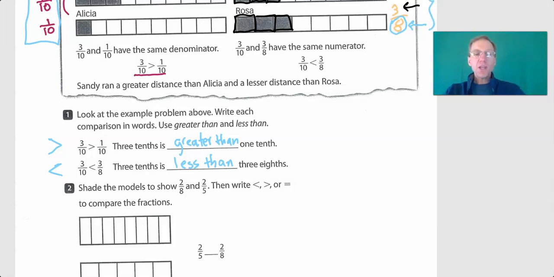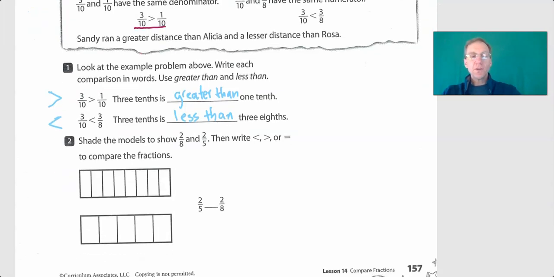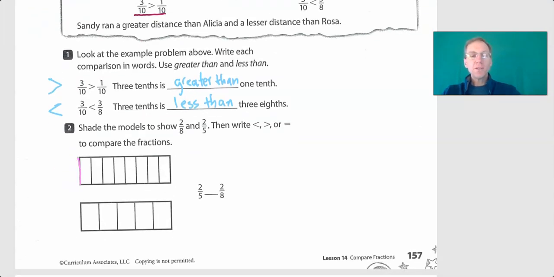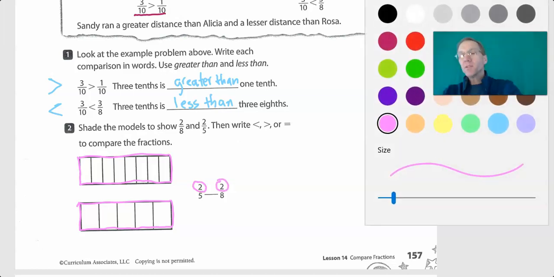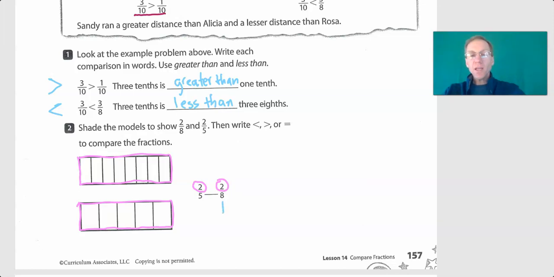I'll take this. Shade the models to show 2/8 and 2/5. Okay, so now they've already got the model. Now notice, if this is a pizza, it's the same size as this. The whole pizza is the same size, but the parts are different. And again, look at this. We have the same number of parts for each one. We're going to shade in 2 parts. Our difference is going to be, this one has 8 parts to make a whole, and this one only needs 5 parts. So you can guess, let's do 2/5 first.